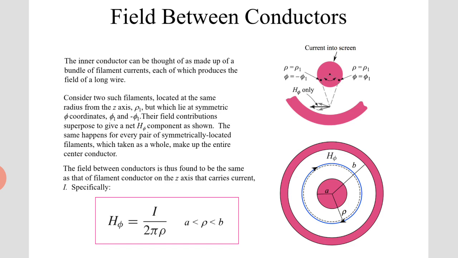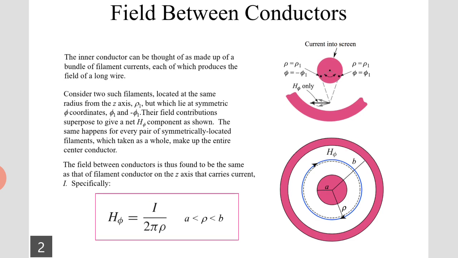It is the field between the radius A and radius B. We want to find the field between these two conductors of radius A and radius B, that is, rho greater than A and rho less than B. As this H phi is to be calculated, it is nothing but the current in the inner conductor. Therefore we get the equation H phi equal to I divided by 2 pi rho, where rho lies between A and B. So this is the field between the conductors, H phi equal to I by 2 pi rho.